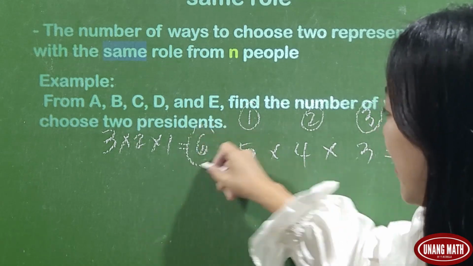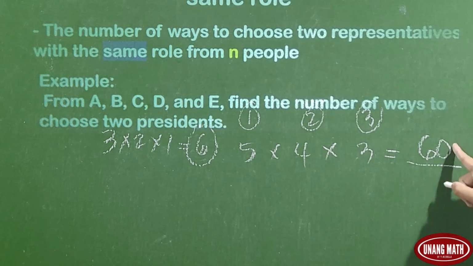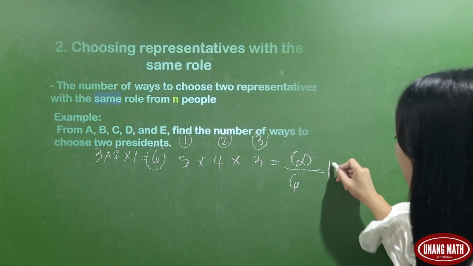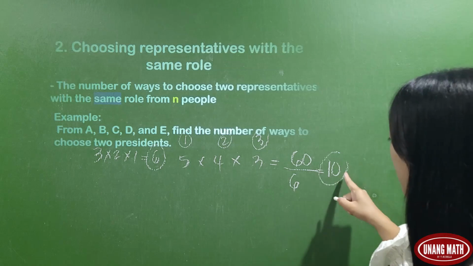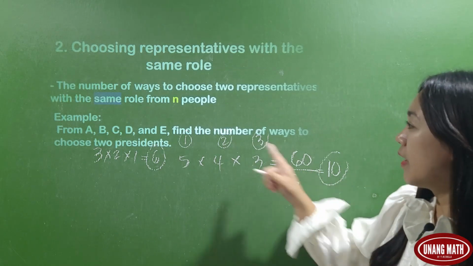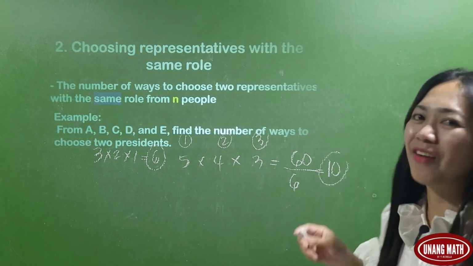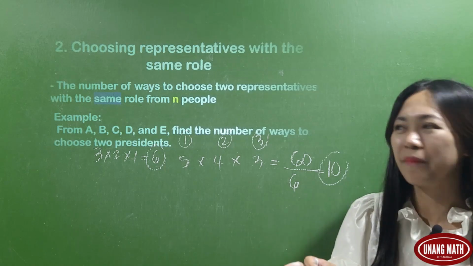So 6 should be divided from this outcome 60, and it gives us 10. So 60 divided by 6 is 10. So the number of ways to choose three presidents is 10 ways.